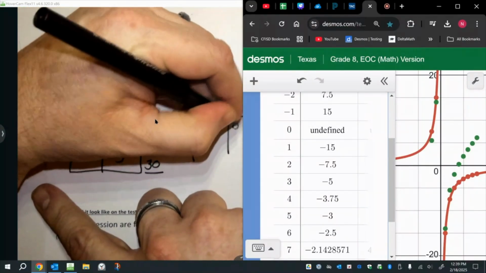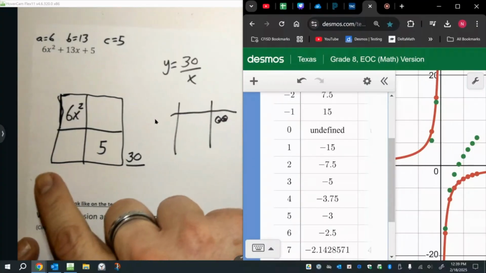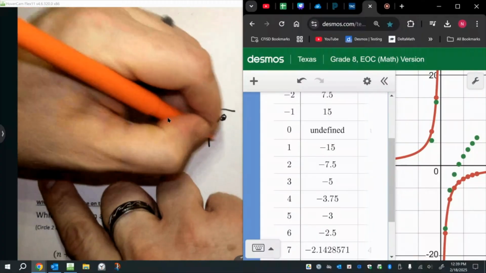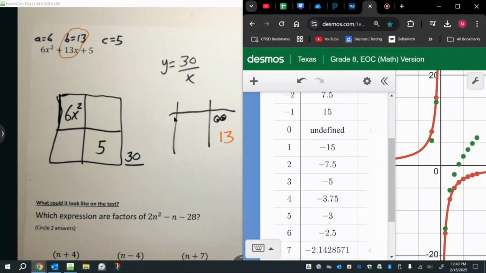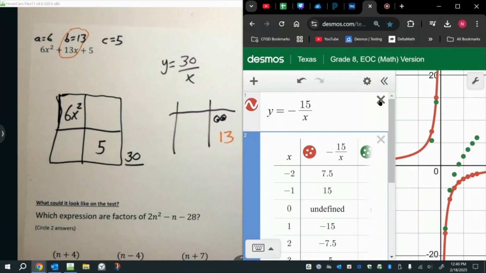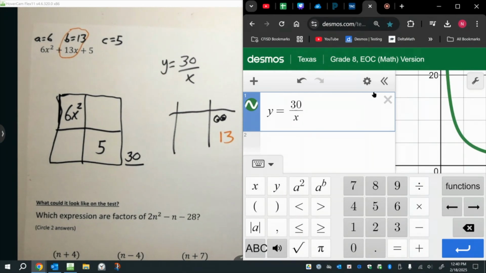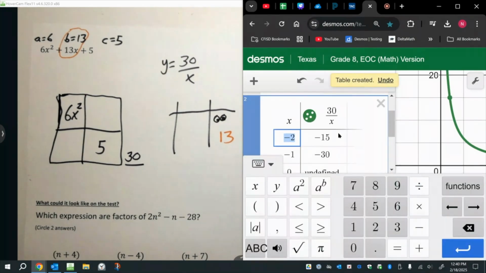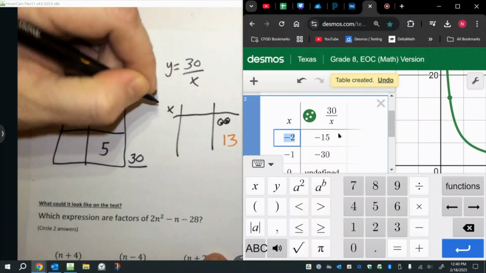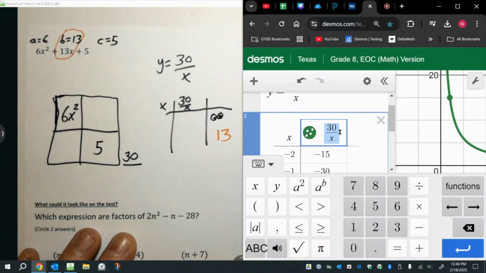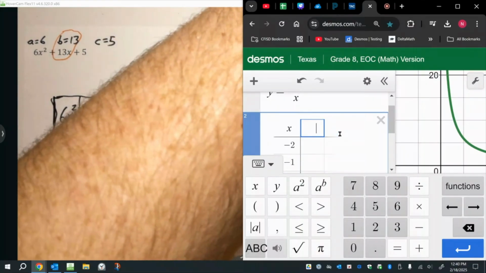And over here, I'm going to be looking for something. What am I looking for? Oh, yeah, I'm looking for the 13. So, clear all this out. Start over. Okay, so y equals 30 divided by x. Turn it to a table. So we have x. We have 30 divided by x. What goes in this box? Oh yeah, 30 divided by x. Oops, undo.